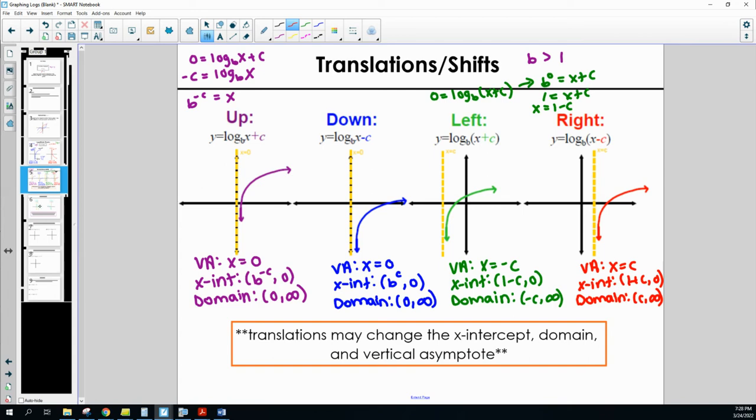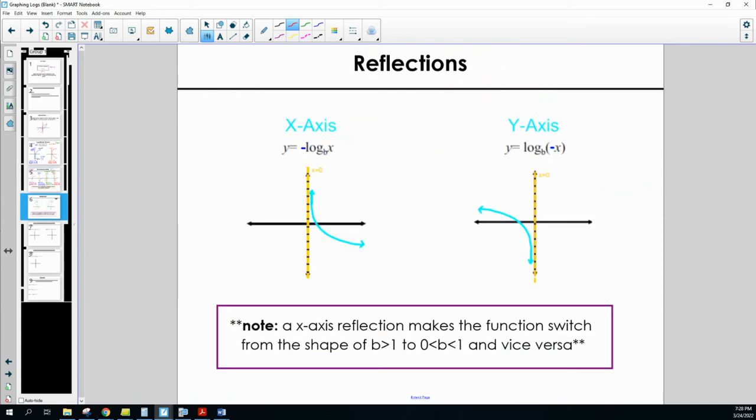Okay, and then just like with exponentials, the other type of transformation we're going to see is a reflection, and there's two reflections. We can have a reflection over the x-axis, in which there will be a negative in front of the word log, or a reflection over the y-axis, which will have a negative attached to the x inside. Now, similar to the exponential graph, when it was a reflection over the y-axis, the graph changed from being a decay to a growth, or a growth to a decay.